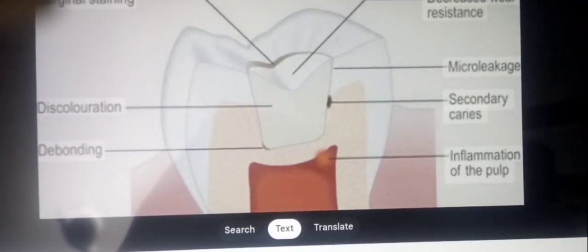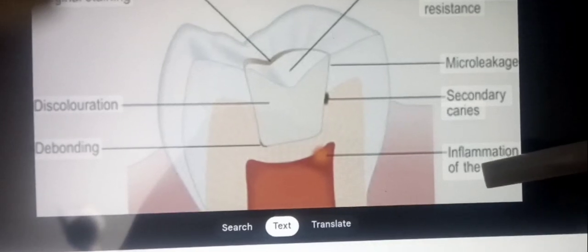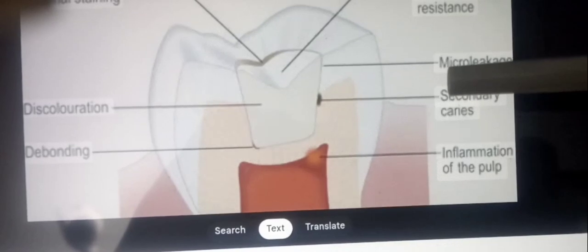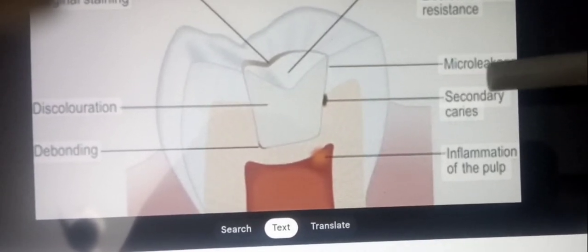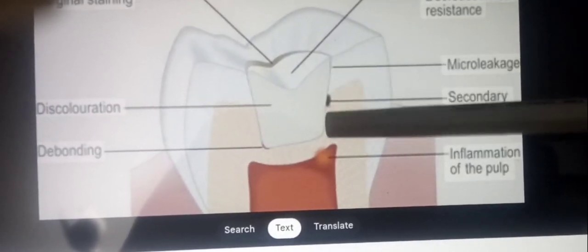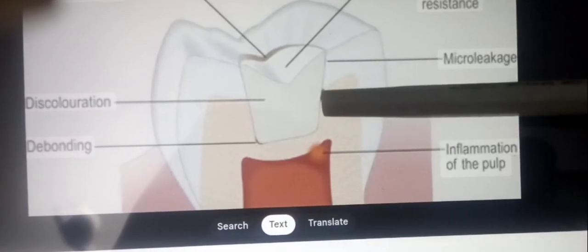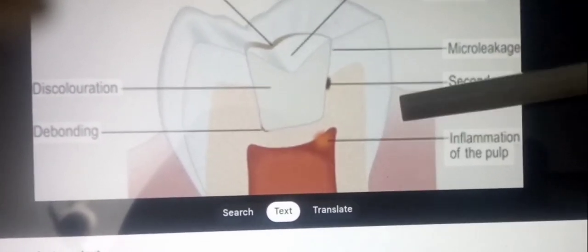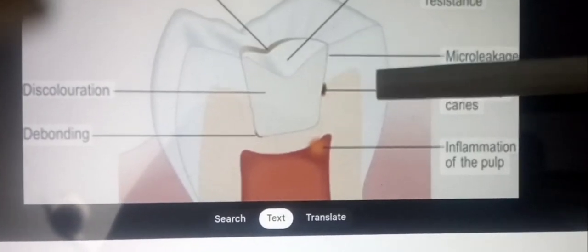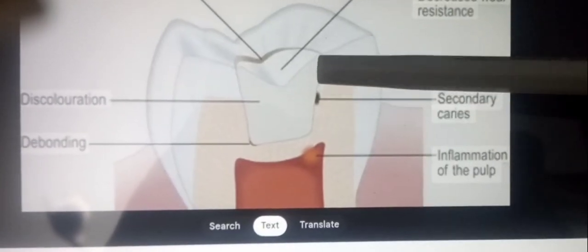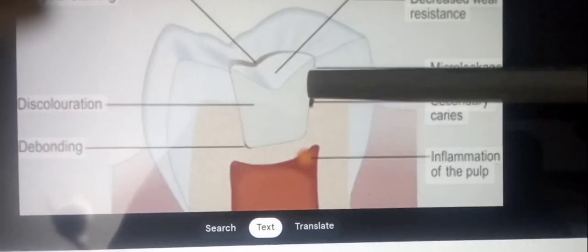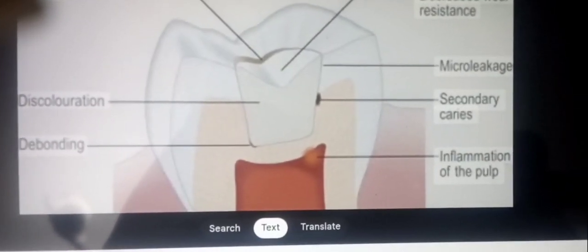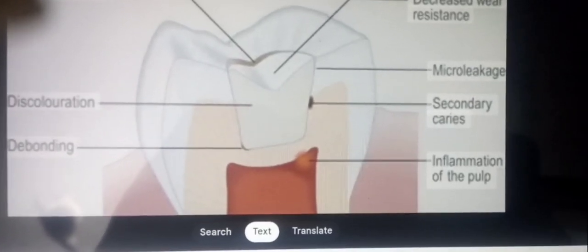Finally we have here pulp inflammation. So let's quickly revise what happens when we have microleakage. We said that microleakage is the diffusion of bacteria, oral fluids, ions and molecules into the space between the tooth structure and the restoration. So this is the pathway for the fluid to reach the tooth structure and then the pulp.